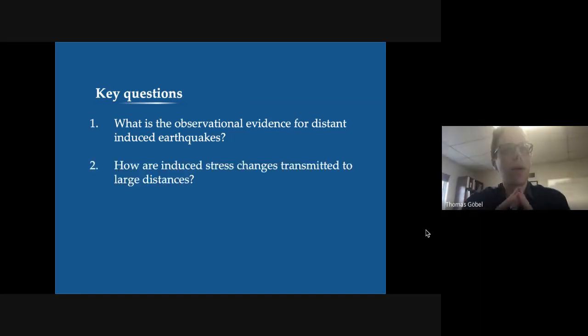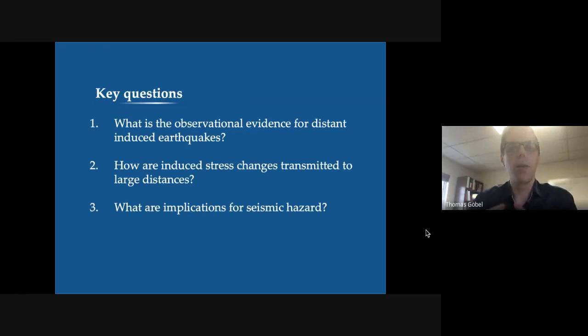And then the second question that I'd like to discuss is how induced stress changes are transmitted to large distances. So obviously a straight buildup of these questions, and then at the very end, just a very brief discussion of potential implications for induced seismic hazard assessment.